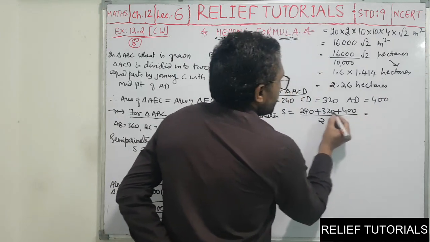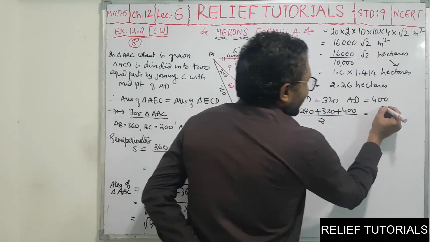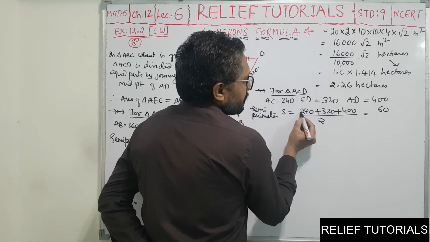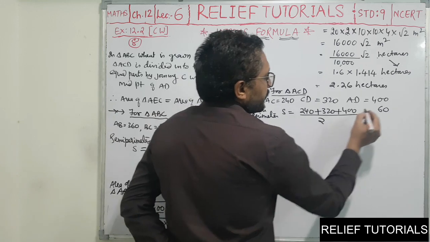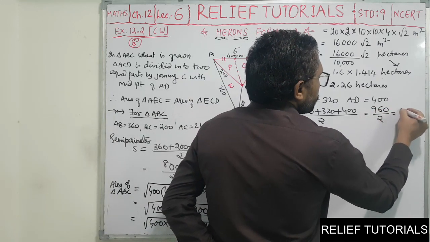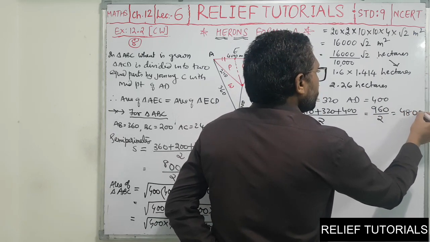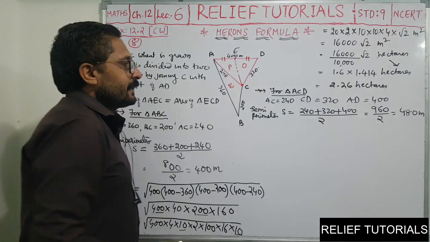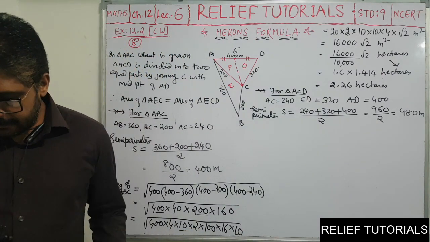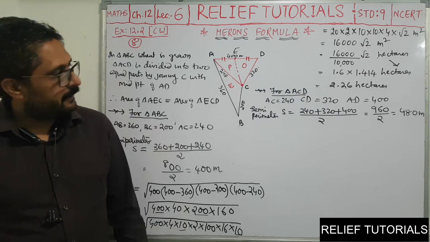So you will add this 0, 0, 0, 0 plus 2, 2, 2 plus 4, 6, 4 plus 3, 7, 7 plus 2, 9. 960 divided by 2. So we will get here 4, here 8, here 0 meter. So here you got a semi-perimeter. Clear? So now we will find area.